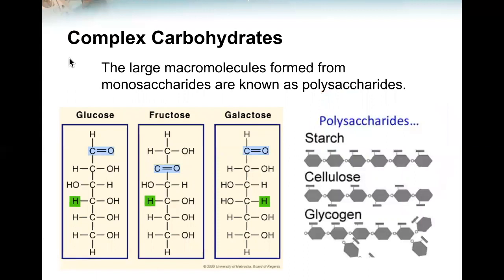Complex carbohydrates, the large macromolecules formed from monosaccharides, are known as polysaccharides. So here's glucose, fructose, and galactose. Combined together, they make polysaccharides: starch, cellulose, and glycogen.